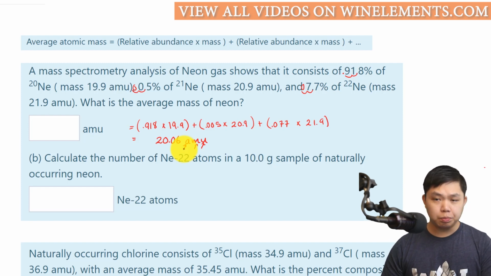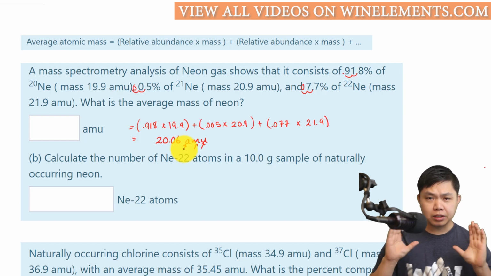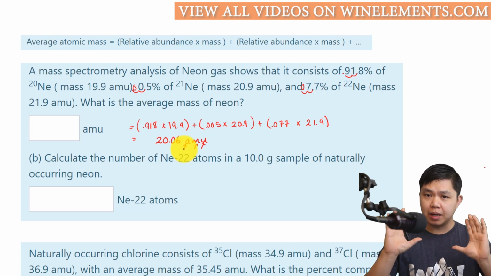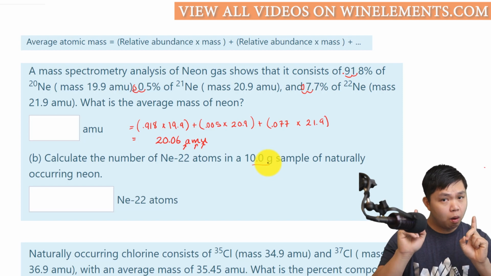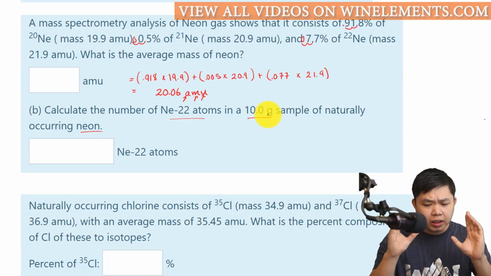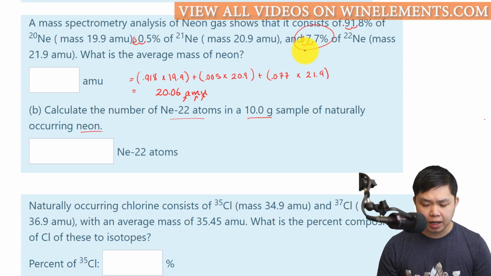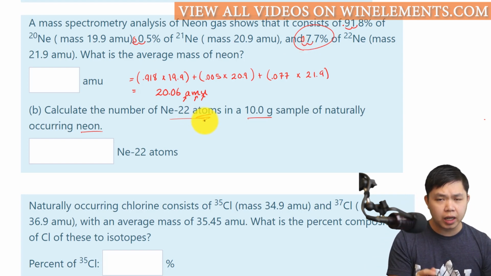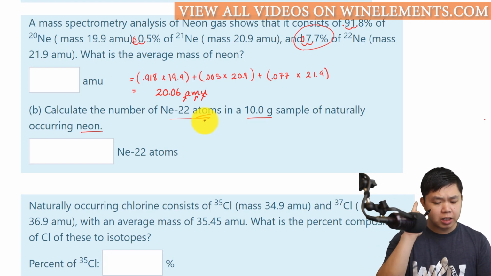Now let's go down to part B. Calculate the number of neon-22 atoms in a 10-gram sample of naturally occurring neon. So as always, if we want to look at atoms or any type of representative particles, we have to get moles. And the only way to get moles is, of course, we need grams and the molar mass. Go back to relative abundance, neon-22, that is right there, 7.7%. So before we do anything, we have to convert to moles because we are looking for atoms. The only way we can get to atoms is we have to go through moles first. Remember, mole is the centralized unit.